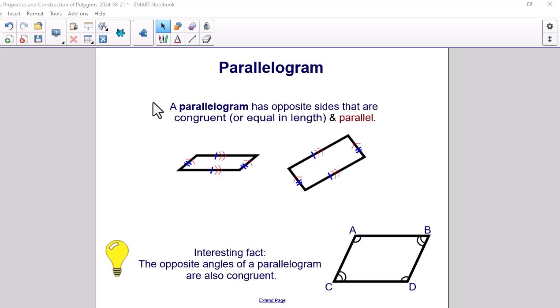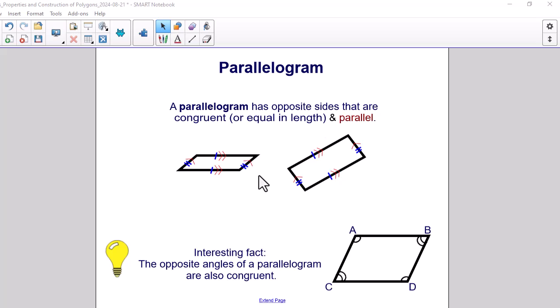A parallelogram has opposite sides that are congruent or equal in length, and at the same time, opposite sides are also parallel. That's what these markings are indicating to us. You'll notice two sets of markings on each line segment. For this one, the opposite sides, you'll have a blue marking for the top and the bottom, meaning that those two sides are congruent, and you'll see a double set of red arrows indicating that those two sides are also parallel.